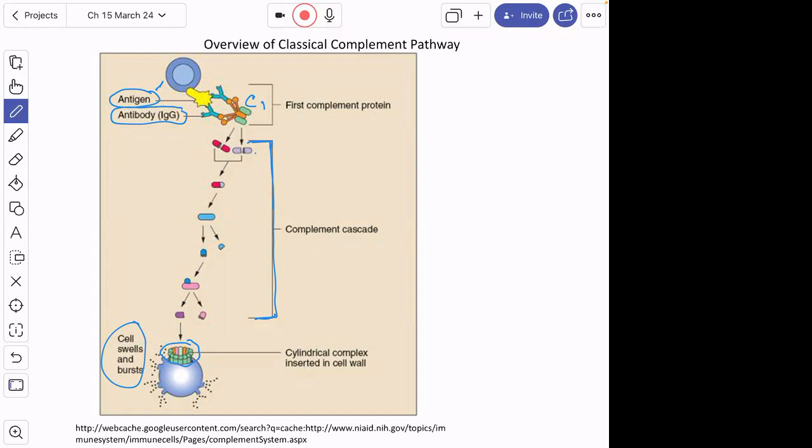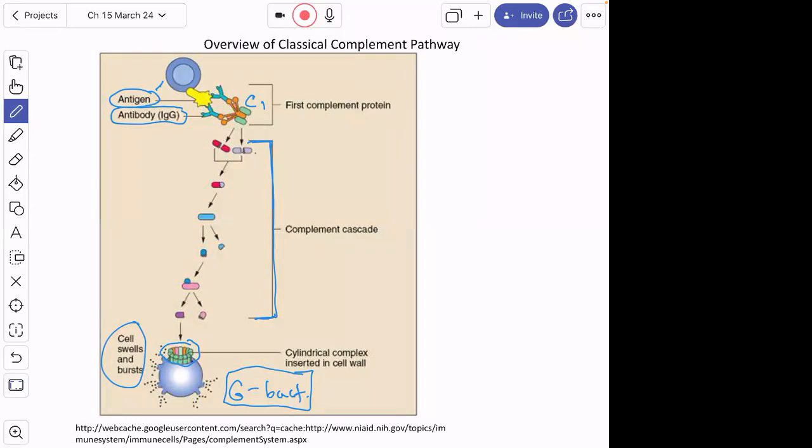And I might as well mention it here: that's more likely to happen for gram-negative bacteria, because gram-positives have such a thick layer of peptidoglycan that those proteins can't very often punch all the way through it. So these are going to punch through the outer membrane, that thin peptidoglycan layer, and then the cell membrane of gram-negative bacteria. So the membrane attack complexes are really only for gram-negative bacteria.